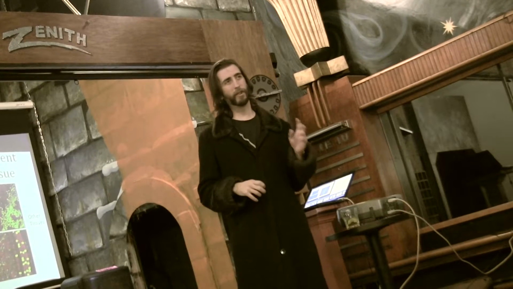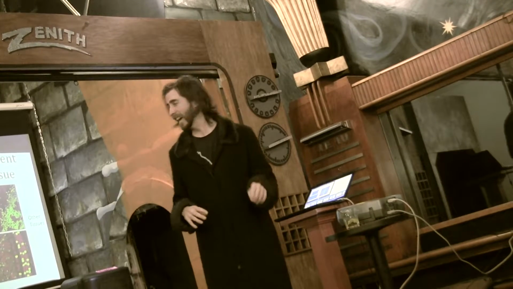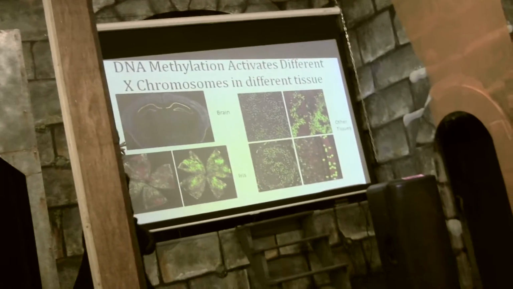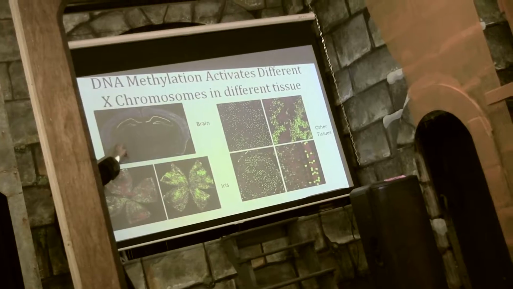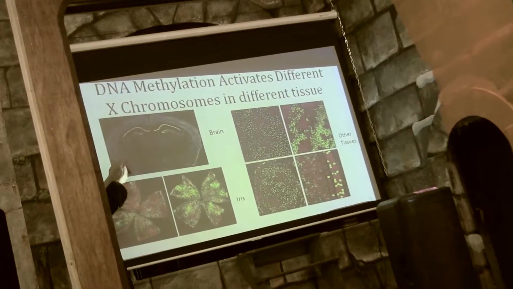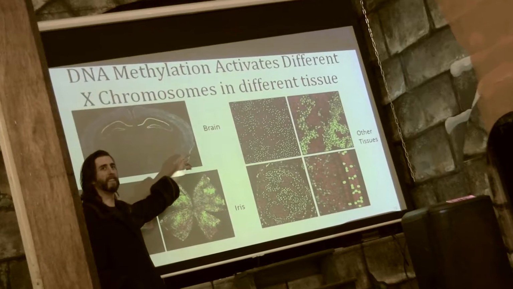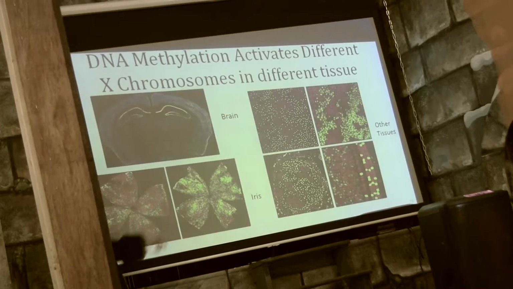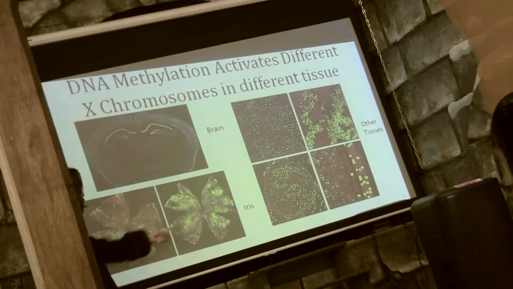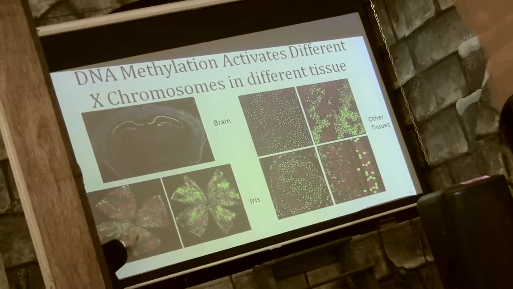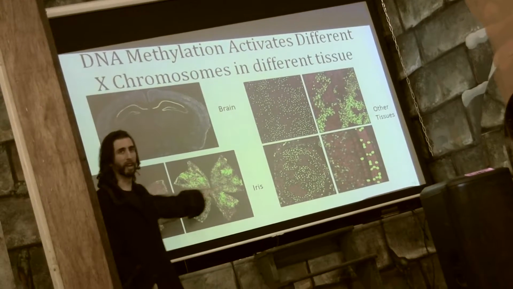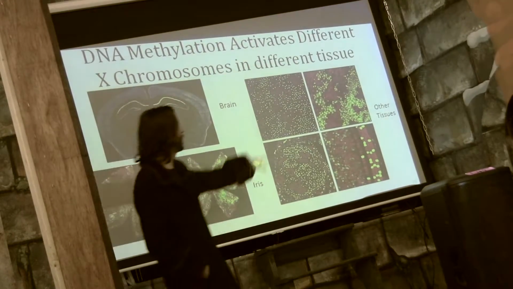So usually one of those X's is turned off, but what's crazy about all that is it depends on the tissue and depends on the cell. So this is a rat brain. On the left is only paternally inherited X chromosome. On the right is only maternally inherited X chromosome. These are retinas, or irises rather, and you can see a similar pattern, although not as clear-cut, but where it's almost entirely one or the other X depending on the retina. And then these are other tissues that are also showing weird results.